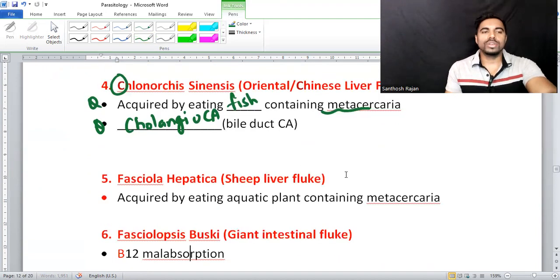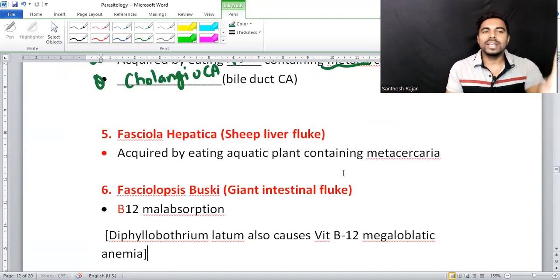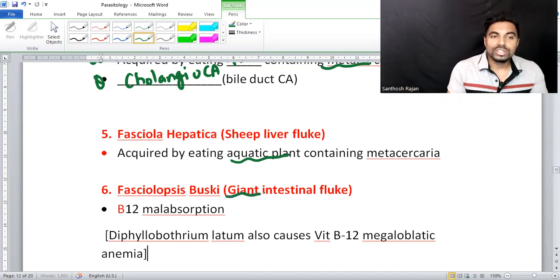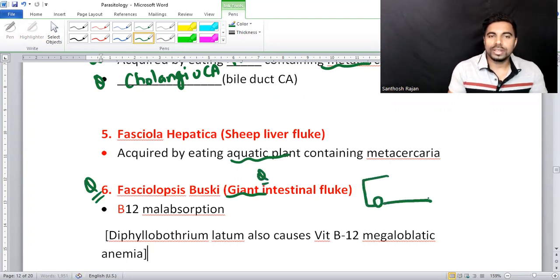Okay, next, Fasciola hepatica. Fasciola hepatica is basically sheep liver fluke. This usually comes by eating, as we already told you, aquatic plants. Both Fasciola hepatica and Fasciolopsis buski come this way. But Fasciolopsis buski is otherwise called giant intestinal fluke. This question is asked. Giant. The bus, our bus, is the giant bus. Remember, I say big bus, giant bus.